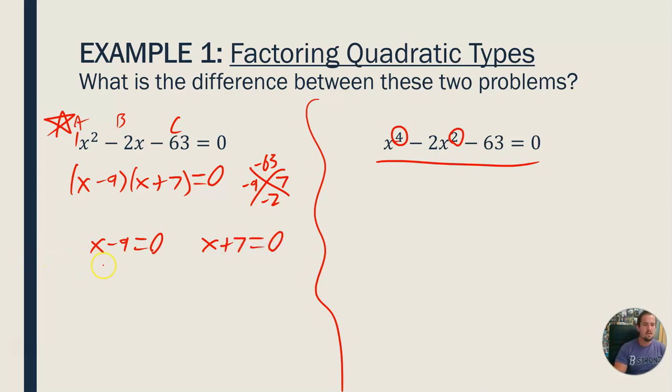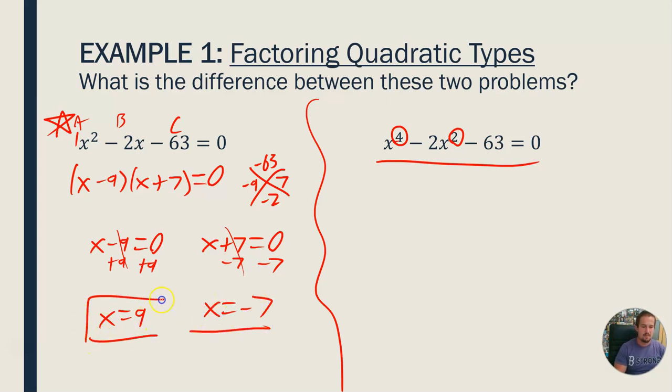And I would add 9 to the other side, subtract 7 from the other side. I would end up with x equals 9 and x equals -7. Those would be my two solutions. And I knew there were supposed to be two solutions because my biggest exponent at the beginning was 2. I could even plug those numbers back in for the x's here and make sure that the whole thing is going to equal 0 to double check that I did it correctly.